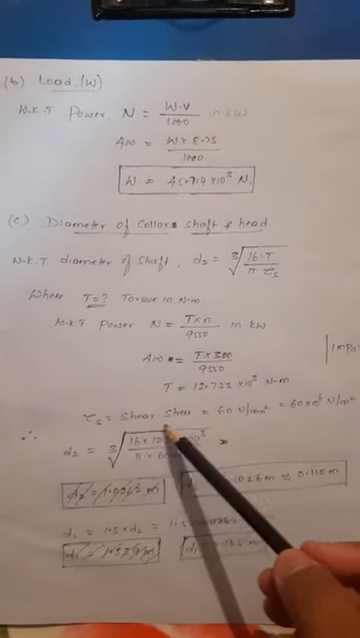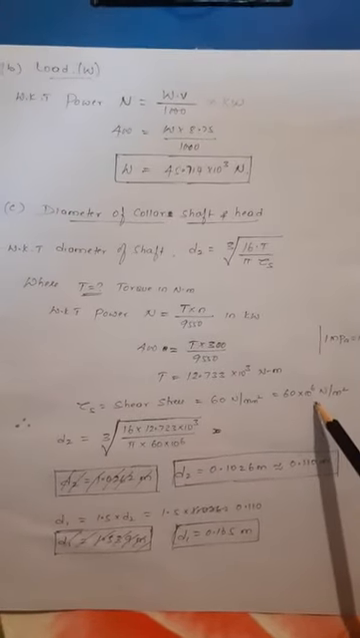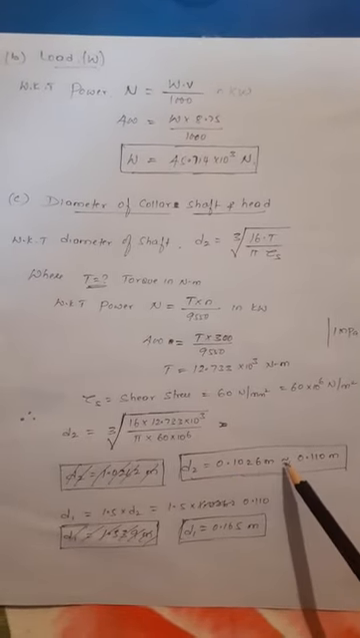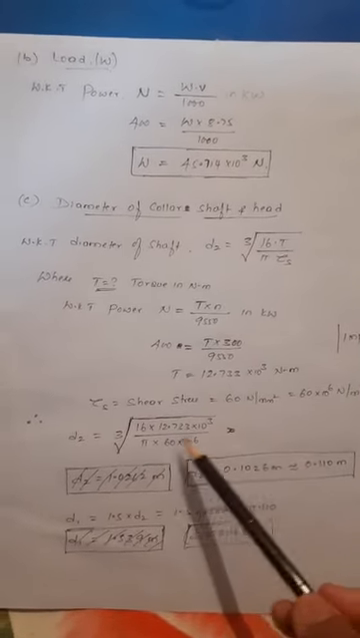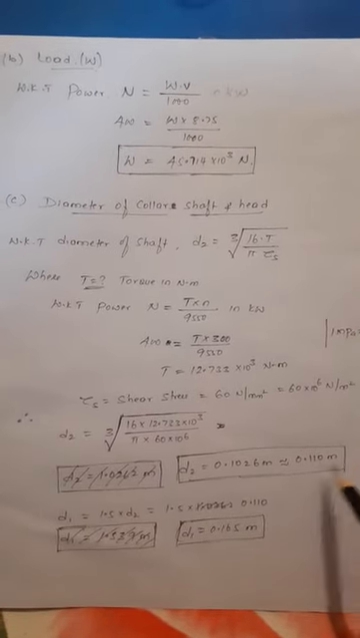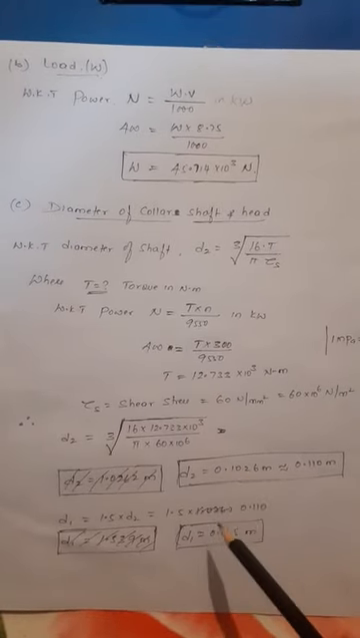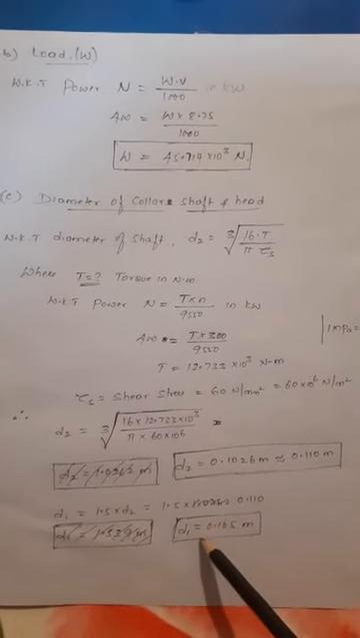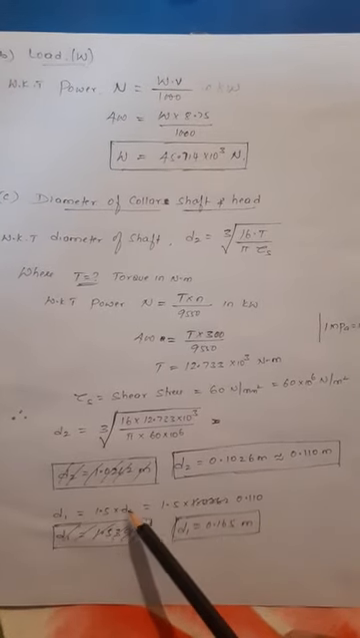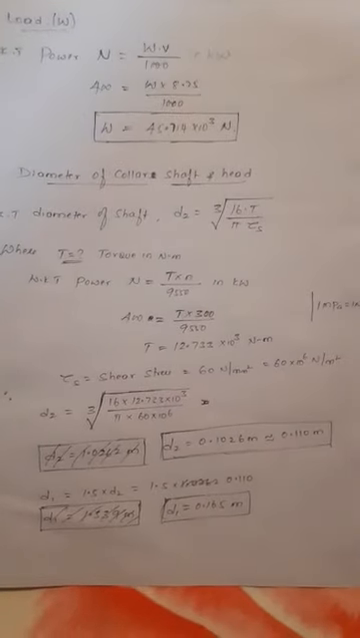Then assume that shear stress is equal to 60 Newton per mm square, or 60 MPa. This is the value. Then back substitute, and you'll get D2. D2 will be 0.1026 meter. Now round off this value, take it as 0.110 meter. This is the diameter of the collar shaft. Then the outer diameter of the collar, or collar head, D1 is equal to 1.5 times D2. Then substitute, and you will get the D1 value, right?